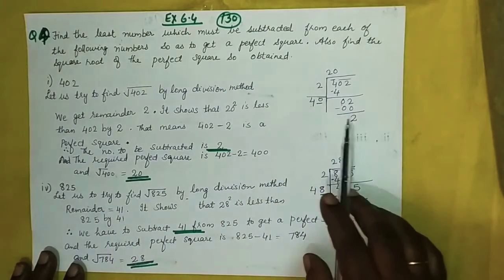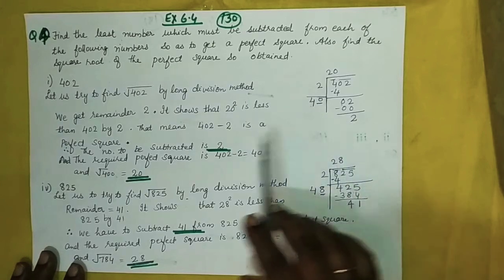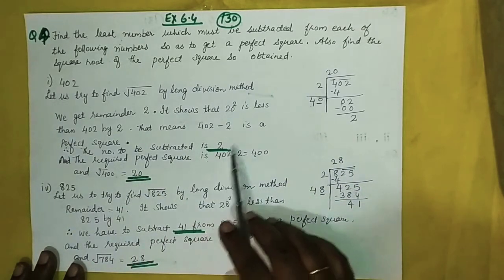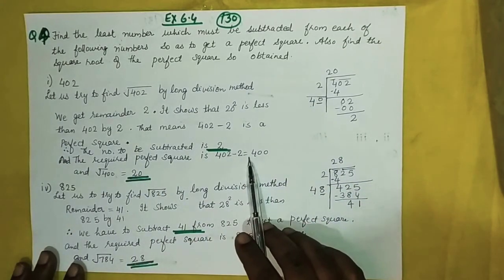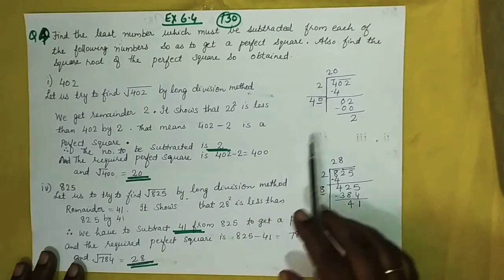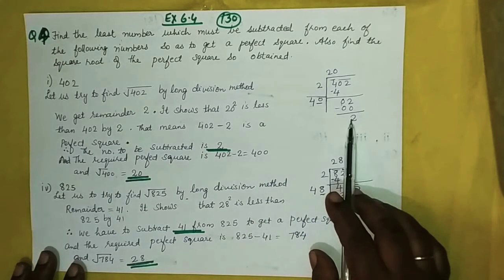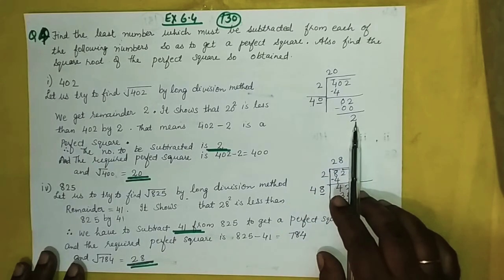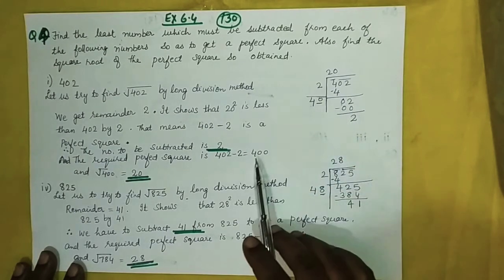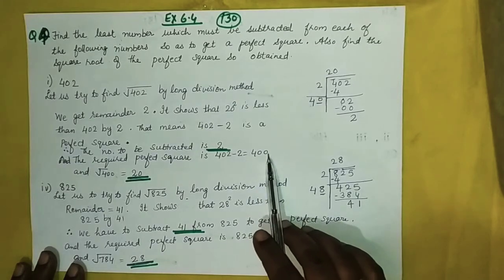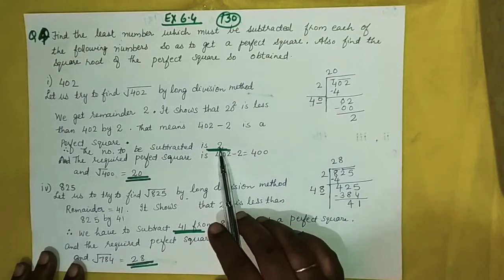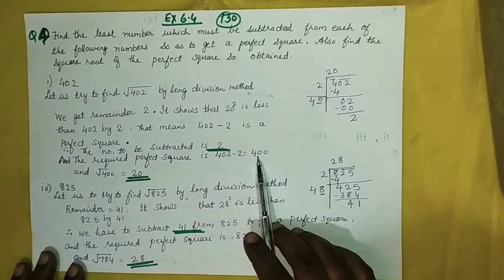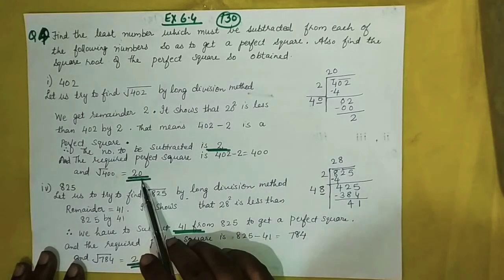Therefore, the number to be subtracted is what? 2 only. And what will be the perfect square? 402 minus 2, that means 400. How do you decide? We got a remainder, which means it is not a perfect square. When we subtract this remainder, we will get the required perfect square. So the remainder we have to subtract, and the required perfect square is 400. The square root of that number is 20.